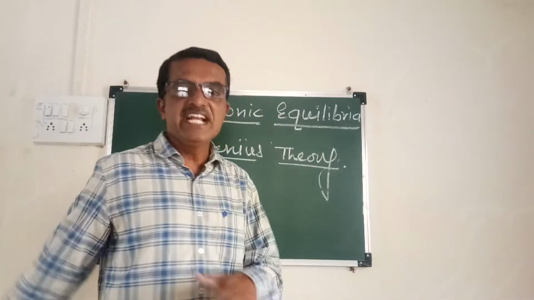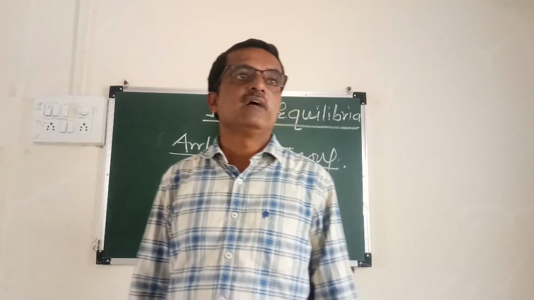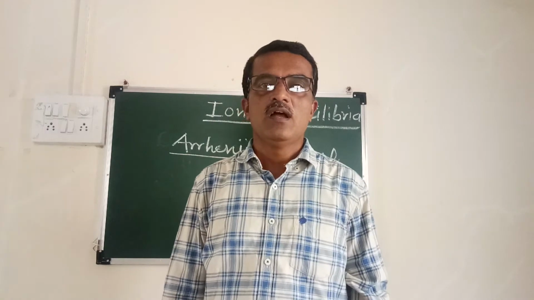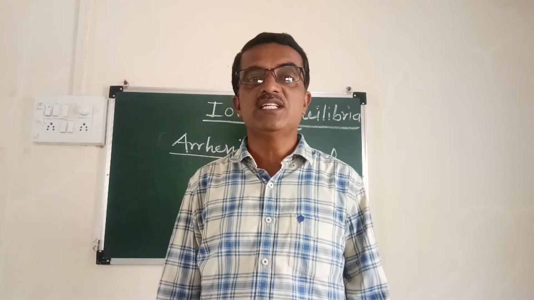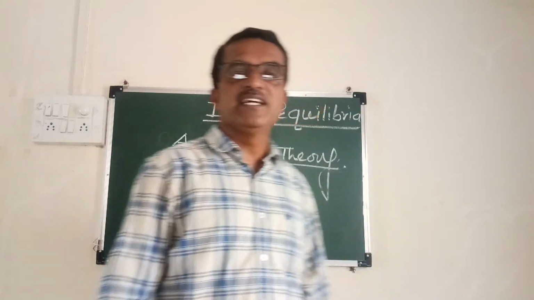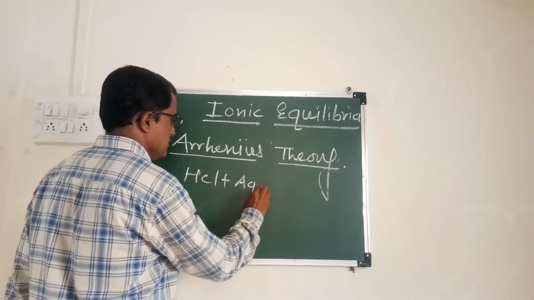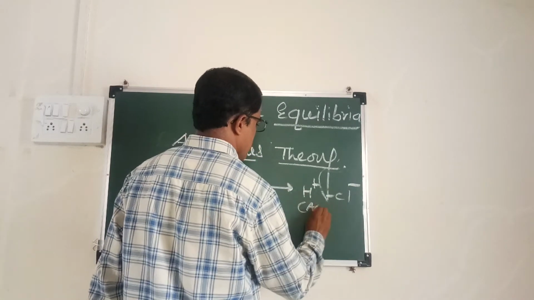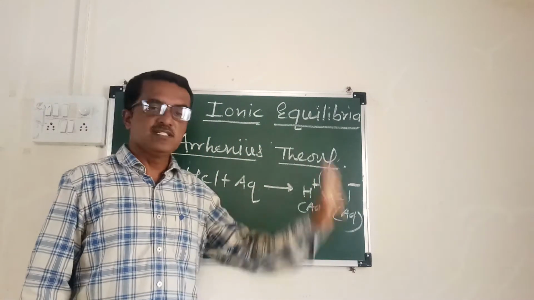The basic idea for acids and bases according to Arrhenius theory concerns aqueous solutions. According to Arrhenius theory, an acid is any substance which contains hydrogen and which gives H plus ions when dissolved in water. Take the example HCl. When it is dissolved in water, it gives H plus and Cl minus ions. Since HCl gives H plus ion, it is an Arrhenius acid.